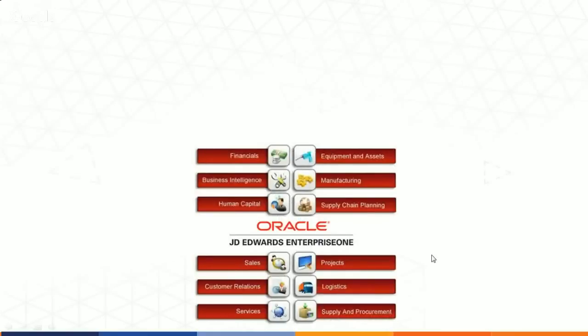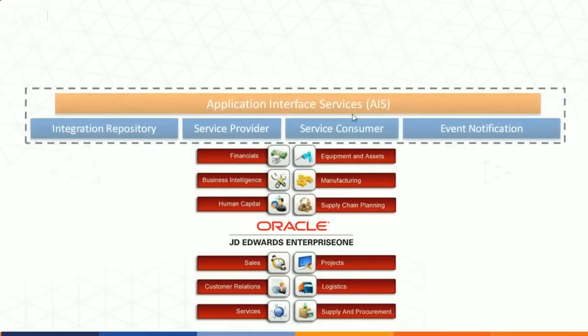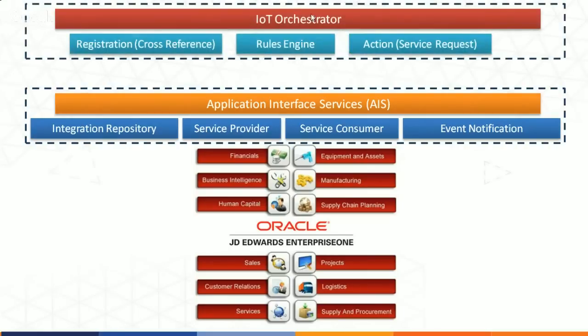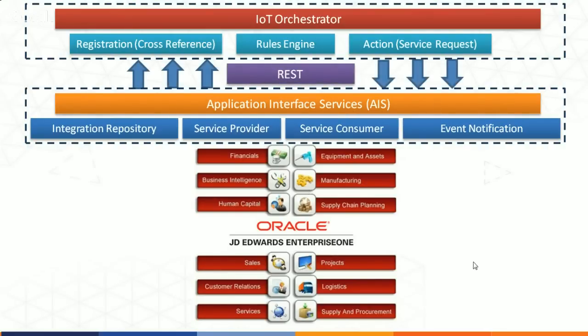And you can take a quick look here. So you've got your E1, you've got your AIS server, and then you've got your IoT Orchestrator, which consists of a registration process, which allows it to register some of the devices, smart devices. There's a rules engine, which orchestrates the business process. And there's an action service request sort of API, which, using REST, integrates with your application interface services, which in turn integrates with your core event server.